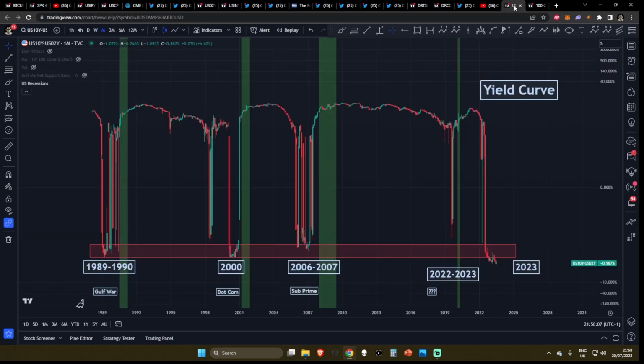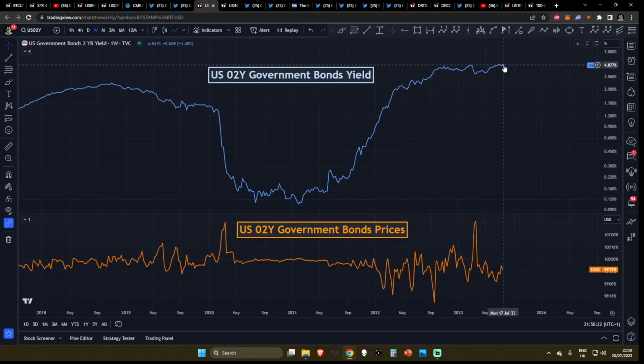Now, if we come over to the yield curve, this is basically the US 10-year government bonds minus the 2-year government bonds. This reflects bond market sentiment. We're basically at all-time lows for the yield curve right now. So the bond market is also in agreement with myself that we are going to continue to see yields push back up to the upside.